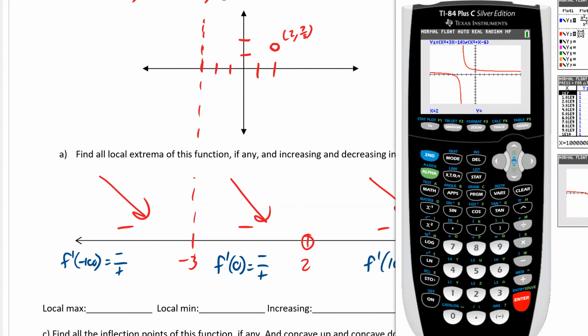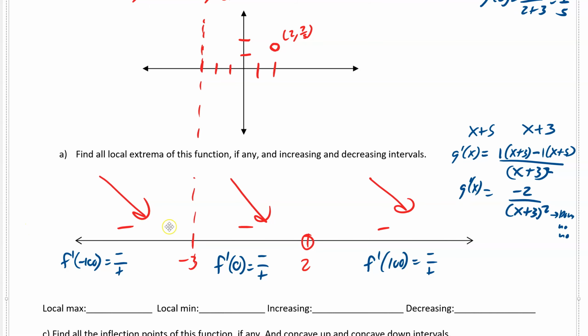And so if you look at our function, it should be that way. Yeah, see how it decreases to our vertical, and then it decreases to the hole, and it decreases from the hole. So that matches perfectly.